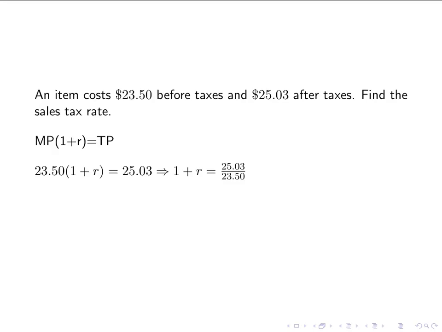That's not going to be something nice, right? It's 1.065106383, and then there's more digits than that. But that's 1 plus R, so R is the whole decimal part of that. And then we want the answer as a percentage. So to go from the decimal to the percentage, we're going to multiply by 100, and then we're going to round to the nearest tenth after we've moved the decimal. So as a percentage, we're going to get 6.5%.